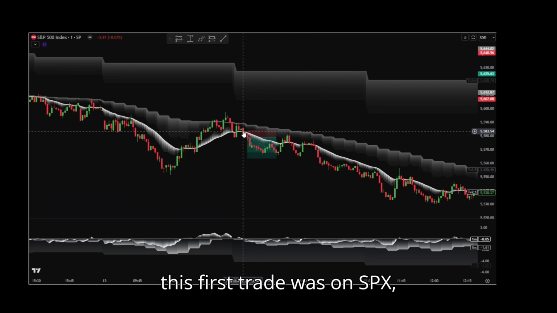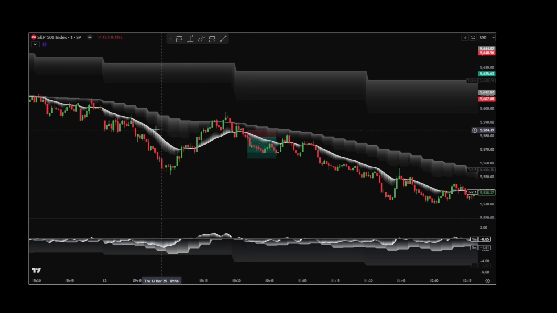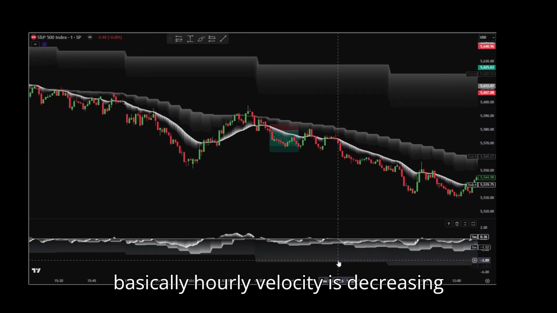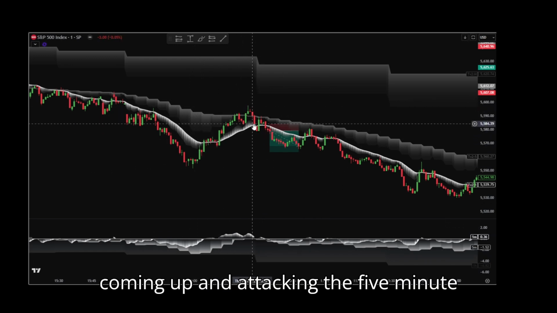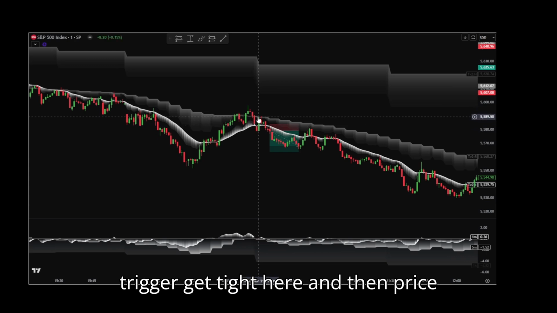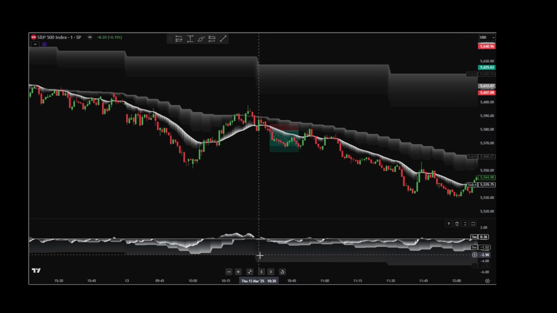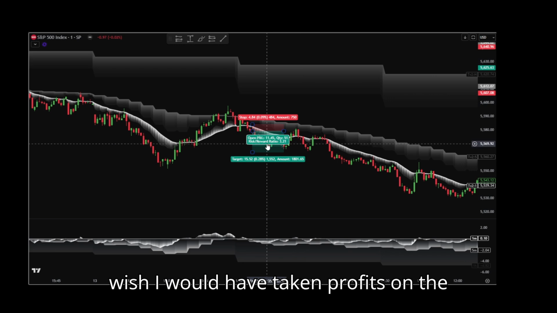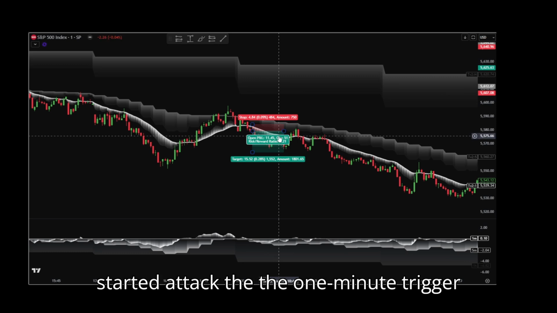I just wanted to walk through all the trades that I took. So this first trade was on SPX, right? Simple bear plane setup where basically hourly velocity is decreasing here. We have price coming up and attacking the 5 minute trigger. The 1 minute trigger gets tight here, and then price breaks back below while hourly velocity makes a new low here. This trade, I wish I would have taken profits on the way down here because I got out basically for break even once price started to attack the 1 minute trigger here.